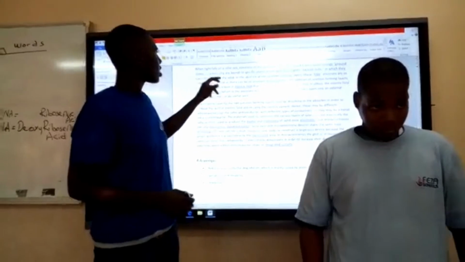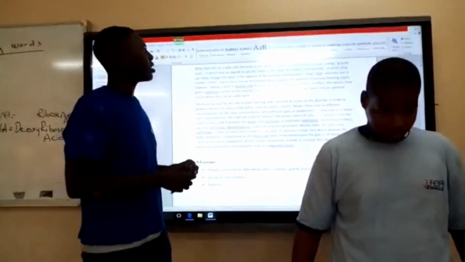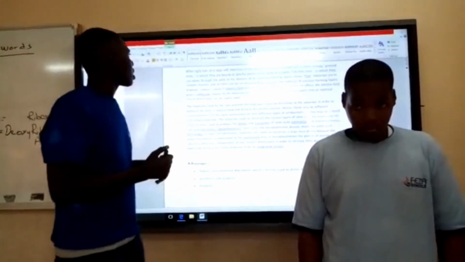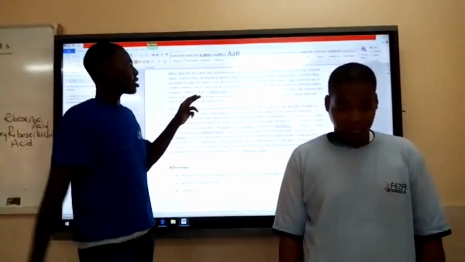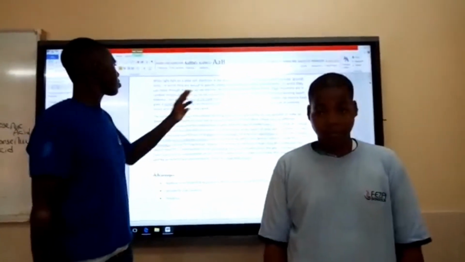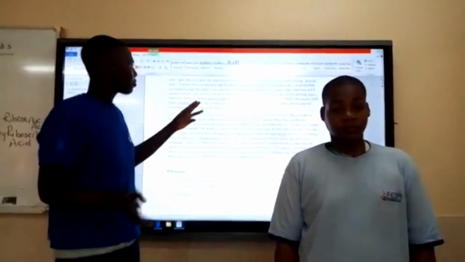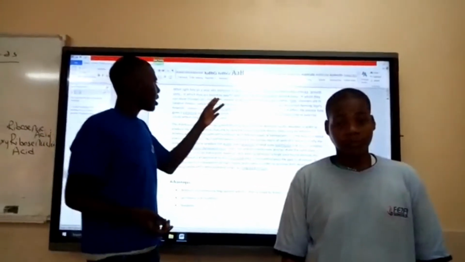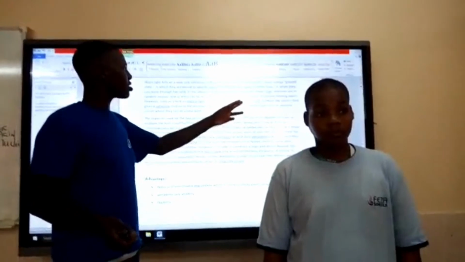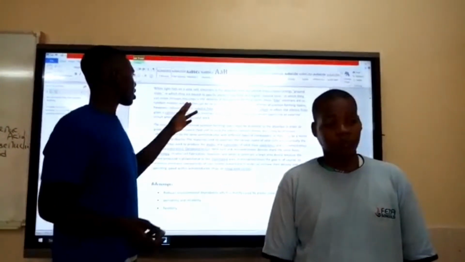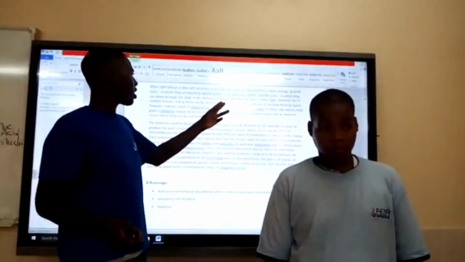When light falls on a solar cell, electrons in the absorber layer are excited from a lower energy ground state, in which they are bound to specific atoms in the solid, to a high excited state in which they can move through the solid. In this movement, there is formation of current. In the absence of the junction forming layers, these free electrons are in random motion, and so there can be no oriented direct current.